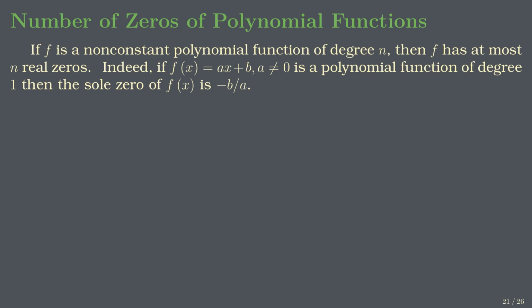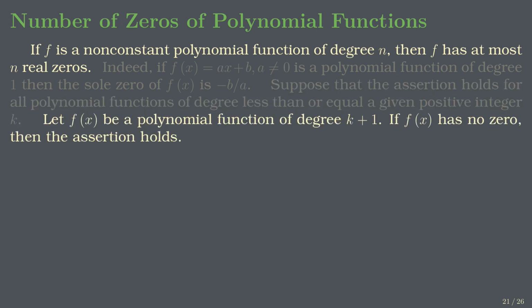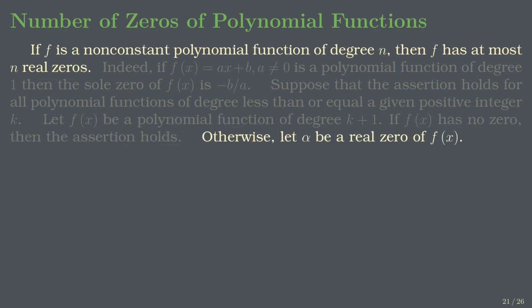Now, we can proceed by induction on the degree of f. So, suppose that we already have the assertion for all polynomial functions of degree less than or equal to a given number k. Then, let f(x) be a polynomial function of degree k plus 1. If f(x) has no zero, then the assertion obviously holds, right?